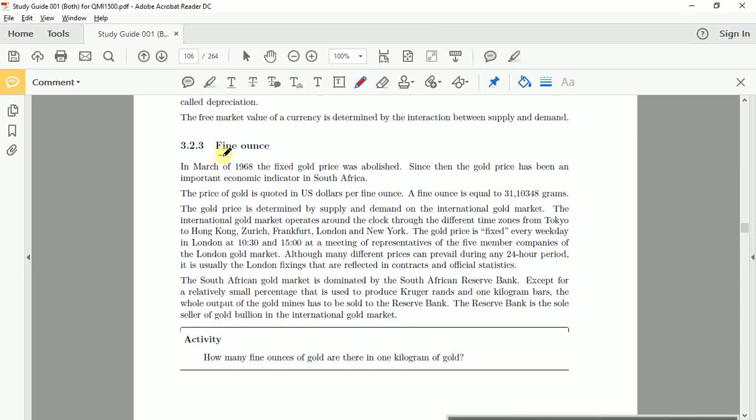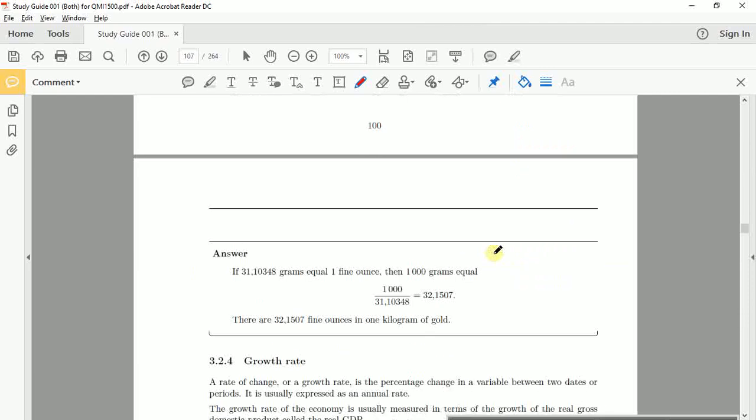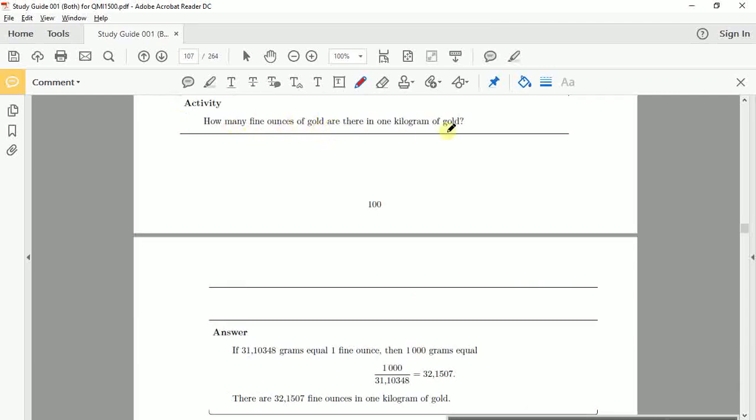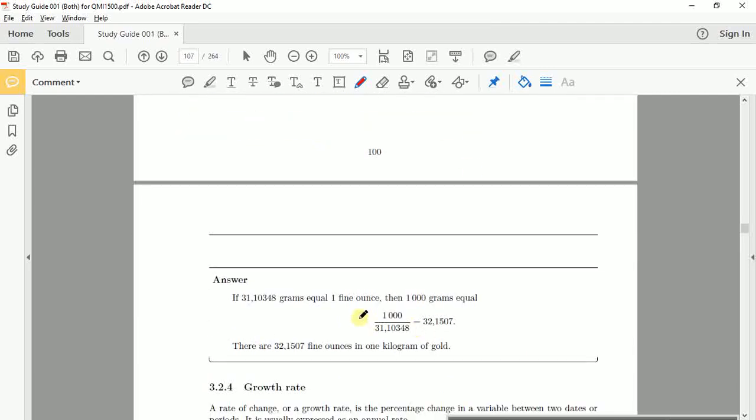Alright, let's talk about a fine ounce. A fine ounce is just the unit of measurement that certain commodities are measured in. Like gold. Gold is priced in dollars per ounce. It's just a convention, how people price certain objects. They use the unit of measurement of an ounce. How many fine ounces of gold are there in a kilogram? So it's just looking at a conversion.